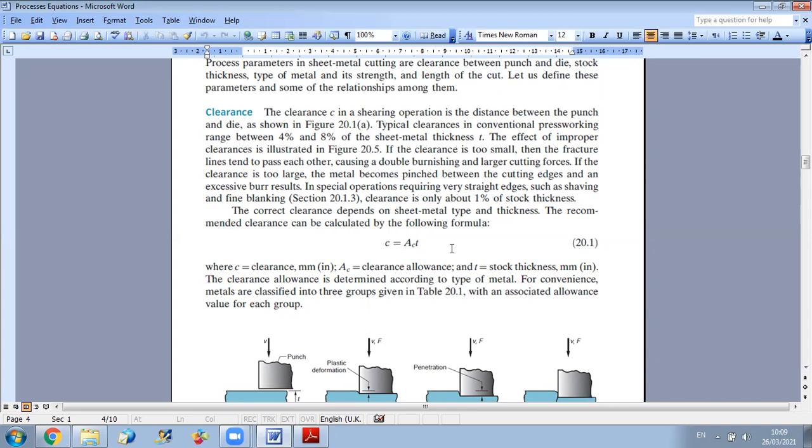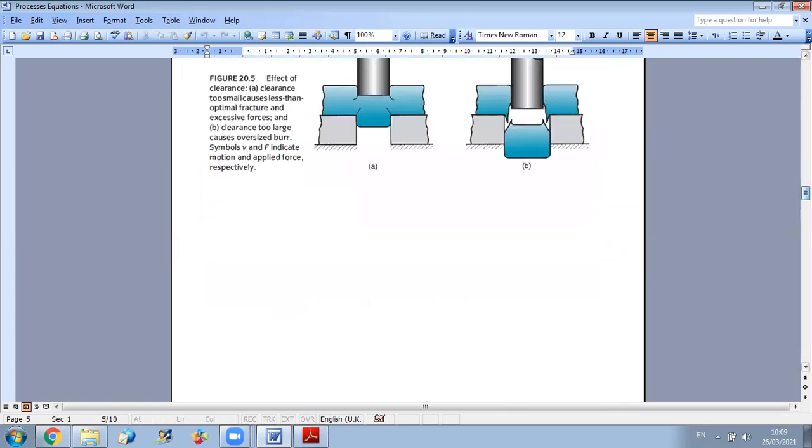We should use the appropriate clearance, because if the clearance is too small, then the fracture lines will tend to pass each other, which will cause double burnishing and large cutting forces. While if the clearance is too large, then the metal becomes pinched between the cutting edges and an excessive burr will result. To understand this more, you can look at the figure here.